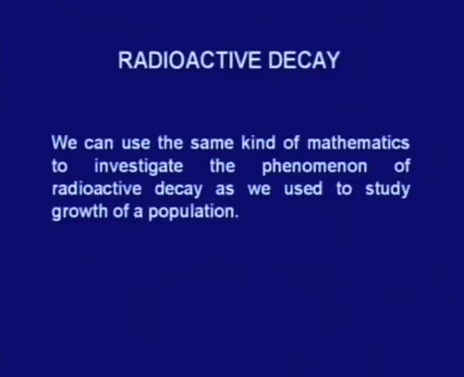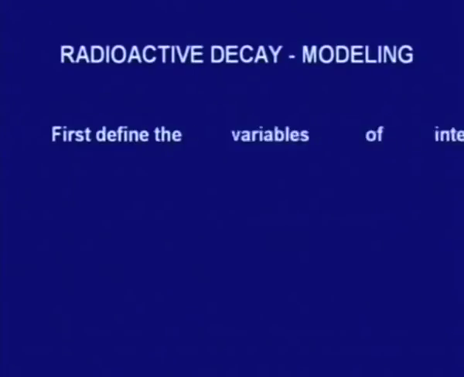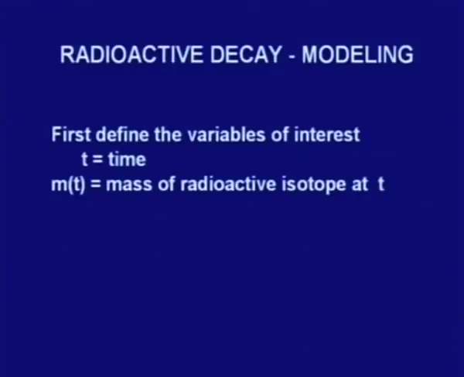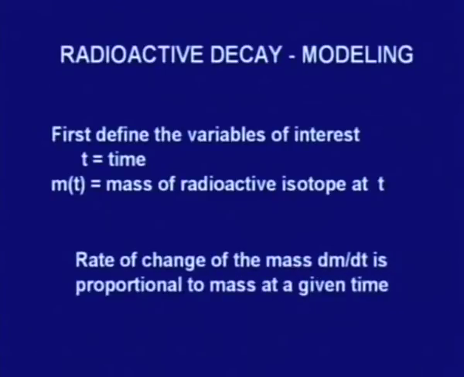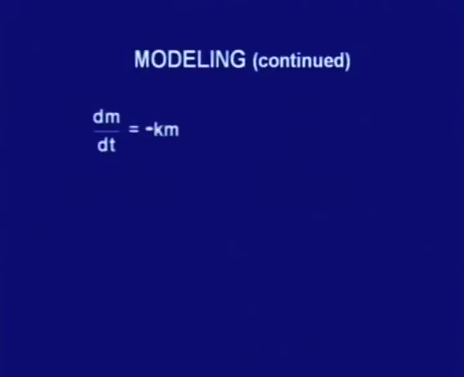So, we can use the same kind of approach. Let us first define the variables: t is the time, and let us say m(t) is the mass of the radioactive isotope at time t. It is given that this mass is changing at a rate which is proportional to the mass present at that time. That is, the rate of change of the mass, dm by dt, is proportional to the mass at that time. Thus, we can say that dm by dt is equal to minus km.